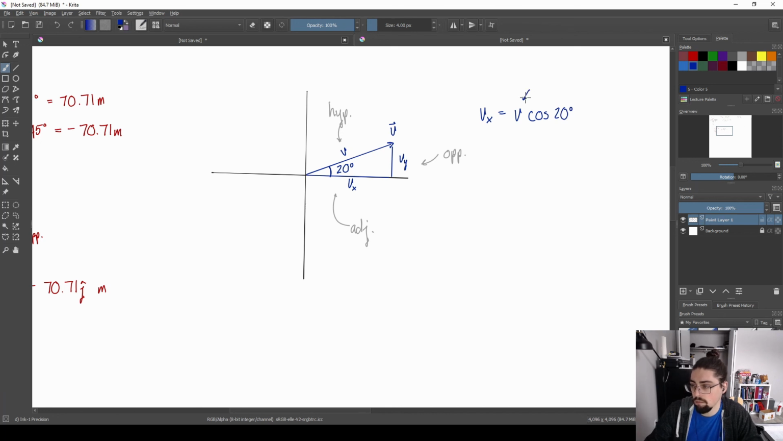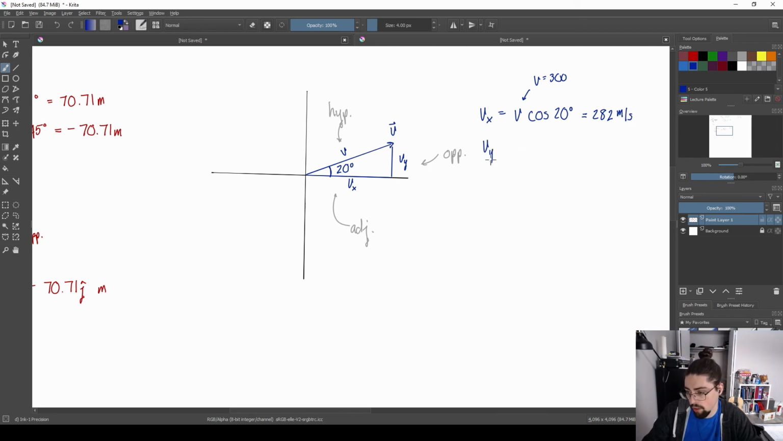Plug that in. v is equal to 300. What I should find at the end of the day is 281 meters per second. Or I guess 282 if I actually round that properly. 282 meters per second. That's what I have for the x component.